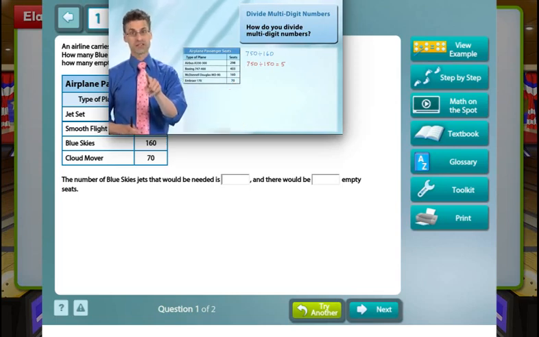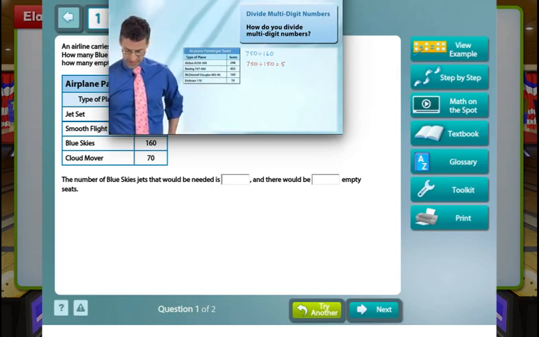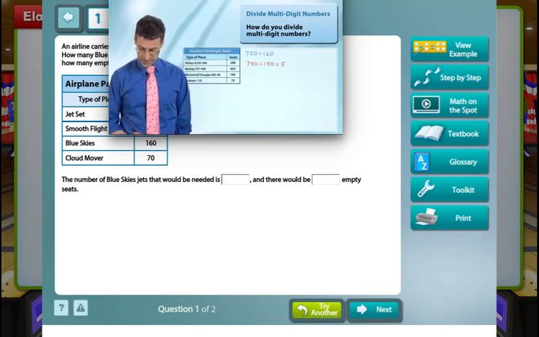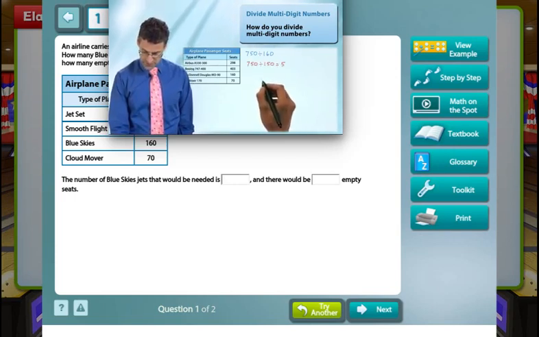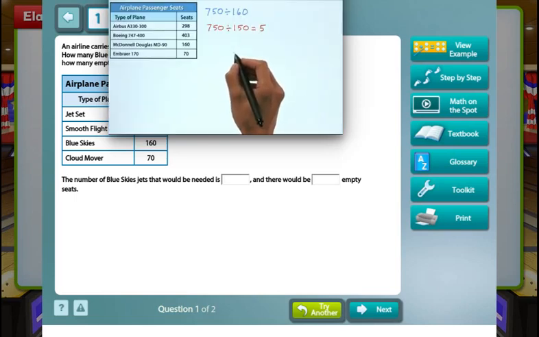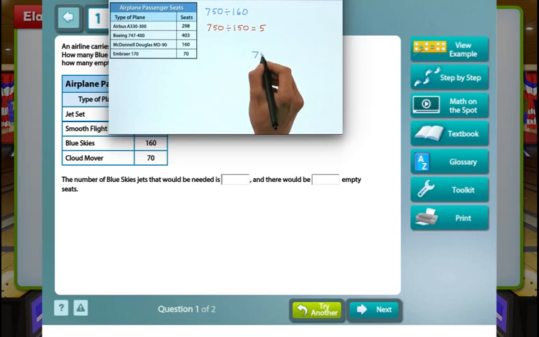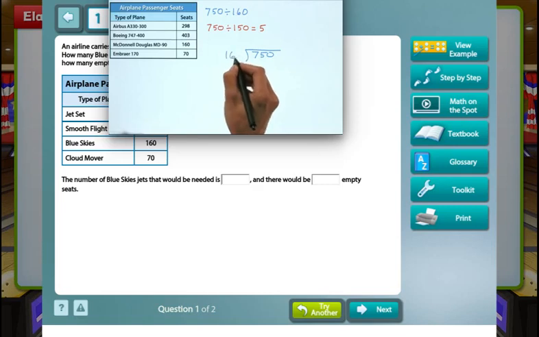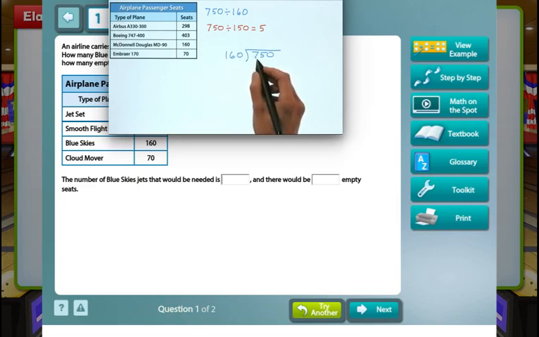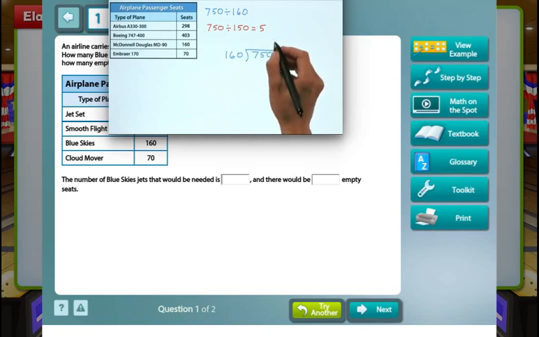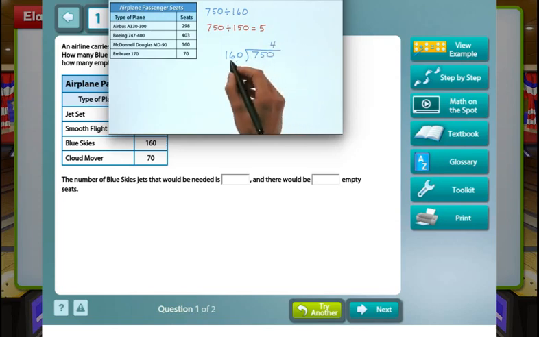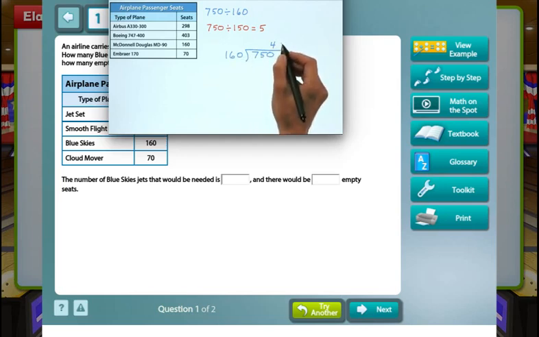But now let's make that precise. Let's see what the actual answer is by performing the actual division. We're going to do this live. We're going to take 750 and divide it by 160. Well, 160 divides into 750 4 times. And what is 160 times 4? Well, that's 640.